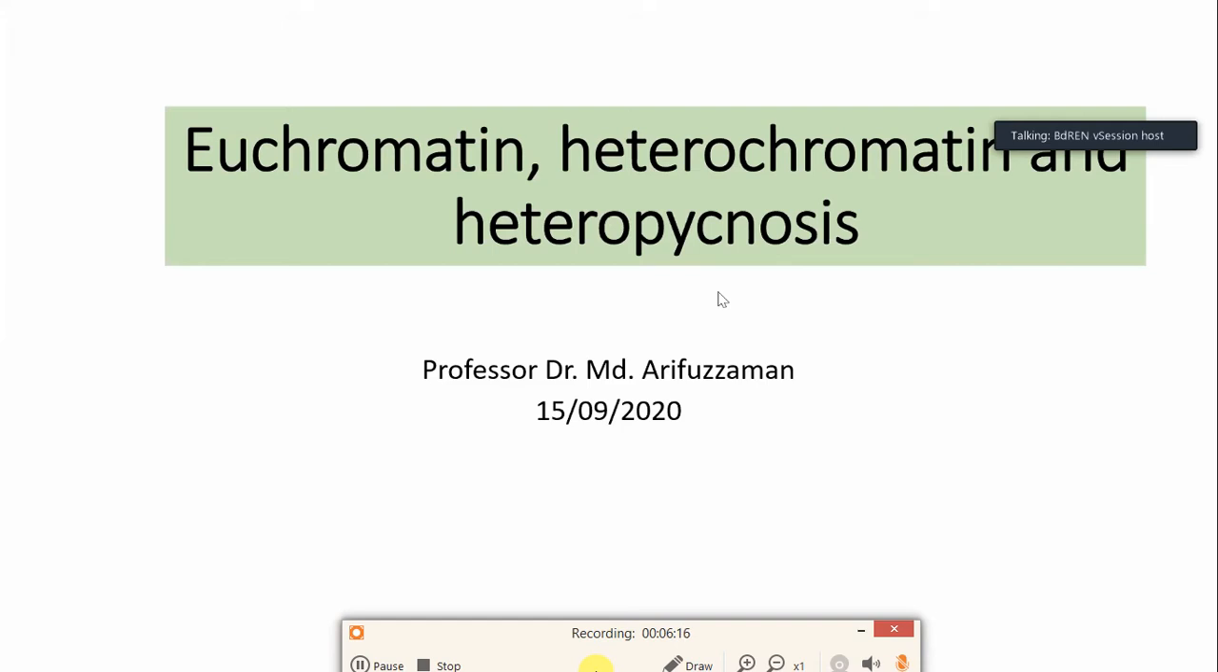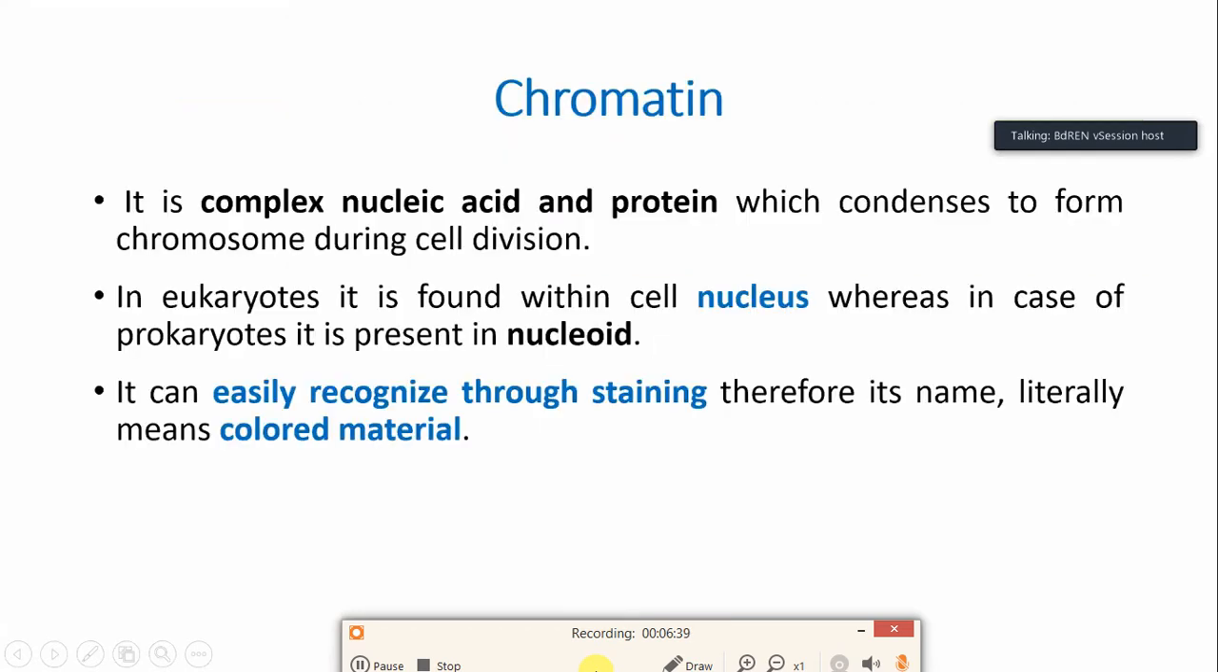Okay, I need to decrease it. In the screen we can see euchromatin, heterochromatin, and heteropycnosis. In this name you can see chromatin and heteropycnosis. So we need to know about chromatin. You know about the chromosome, right?